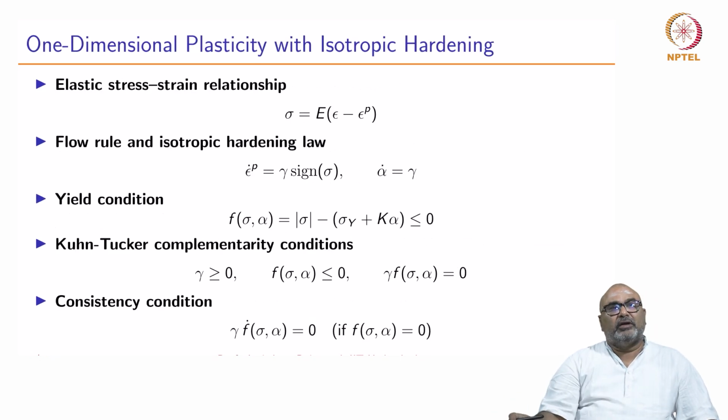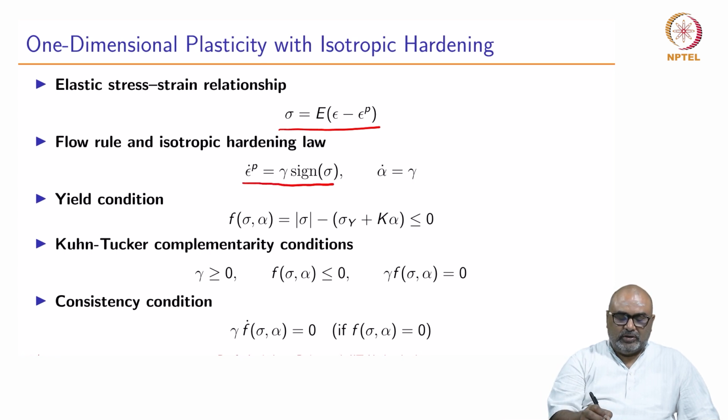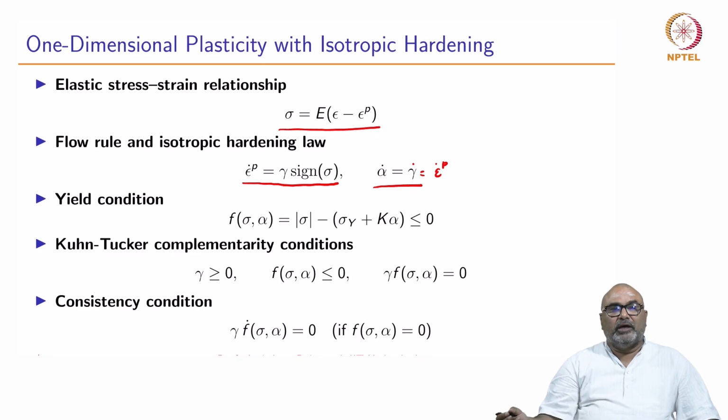So, the summary for the isotropic hardening case is the elastic stress-strain relationship like before, σ is equal to E times (ε − ε^p), and the flow rule is given by ε dot p is equal to γ sign of σ, and the hardening rule, the evolution of the hardening variable α dot, is equal to γ, which is taken the same as ε dot p, and the yield condition is f(σ, α) = |σ| − (σ_y + kα) must be less than or equal to 0.